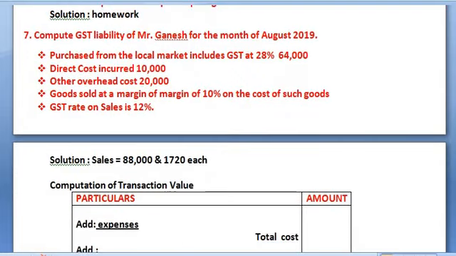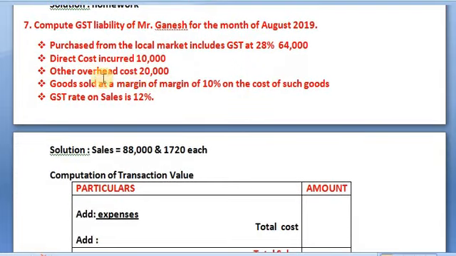Now let us see with the 7th problem. 7th problem, what they have given. Compute GST liability of Mr. Ganesh for the month of August 2019. Purchased from local market includes GST at 28%, 64,000. ಇಲ್ಲಿ GST include ಆಗಿದೆ, so we need to exclude that by applying the formula.